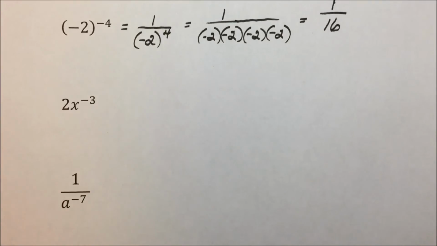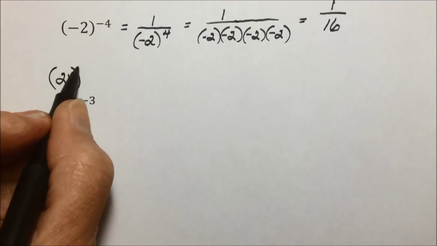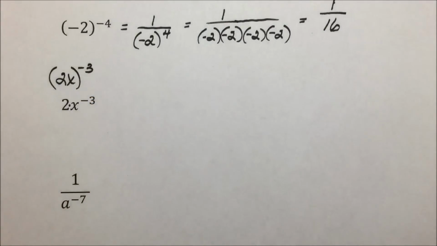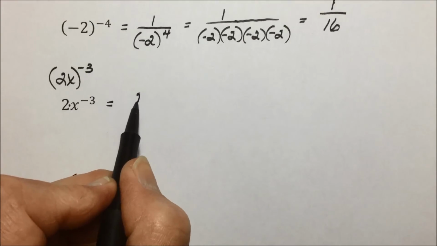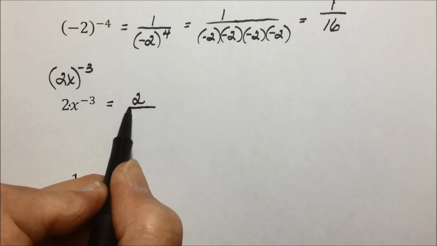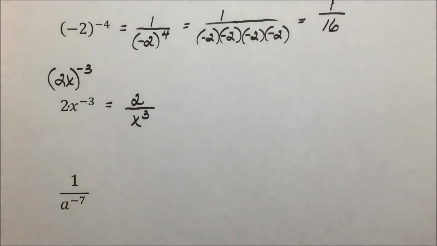Here's a case of asking yourself what's raised to the power, and it is only the x that's raised to the negative 3. Otherwise, there would have been parentheses around the 2 as well. So to eliminate the negative exponent, the 2 stays put, but the x to the negative 3rd, to avoid the negative exponent, needs to be put in the denominator.